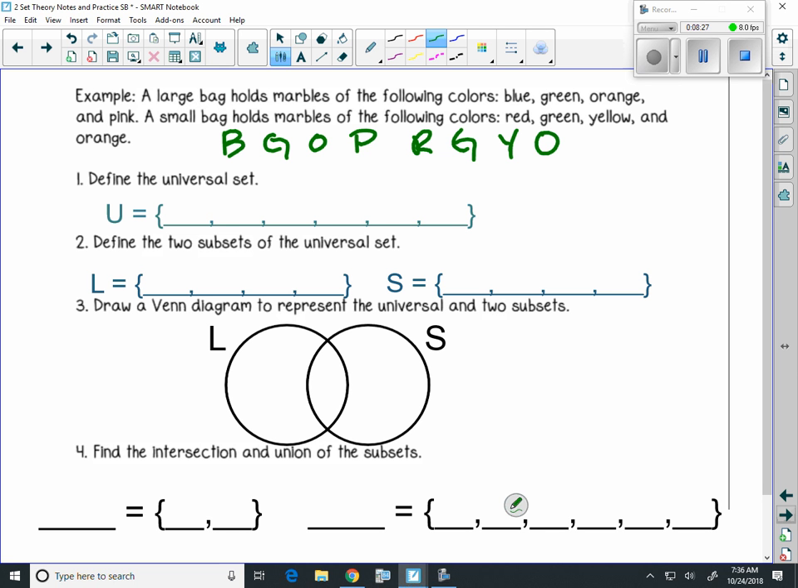So when we want to make a universal set, it's the set of everything that we're dealing with. Okay? Doesn't matter if one's in a large bag or a small bag, it's everything. Kind of like a union in a way. So, do we have any repeats up here? What do we have a repeat of? Yes, G. Okay, so we're going to cross off one of those, and what else? Orange. So we're going to cross off one of those. Okay, now we can make our universal set. So we just take each of those letters and put them in a universal set, kind of like a union.